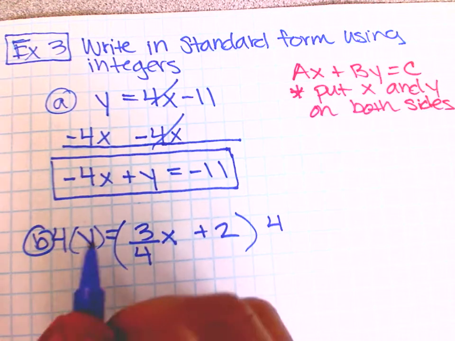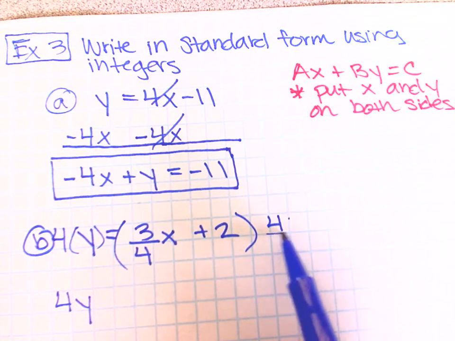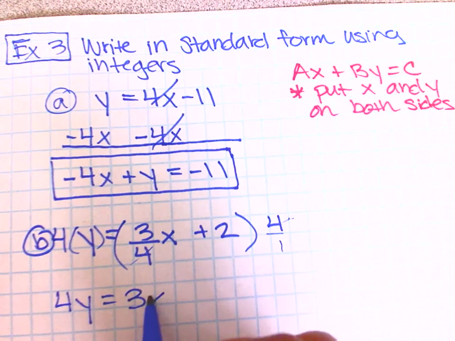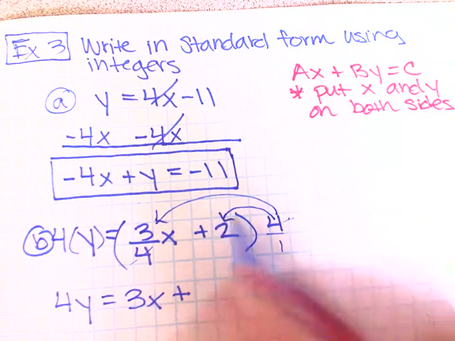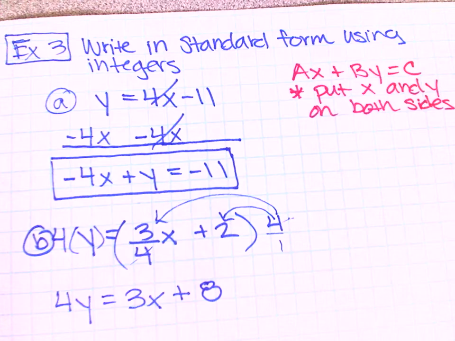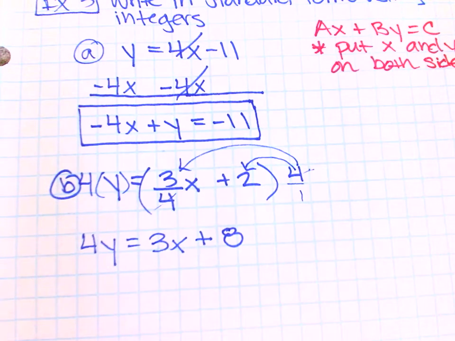So now I'm left with 4 times y, which is 4y. Now this is kind of like 4 over 1, so these 4's cancel out. I'm left with 3x plus, because you're distributing, 4 times 2, which is 8. So I got rid of that fraction by distributing the 4, multiplying by 4 on both sides, basically, and getting rid of it.